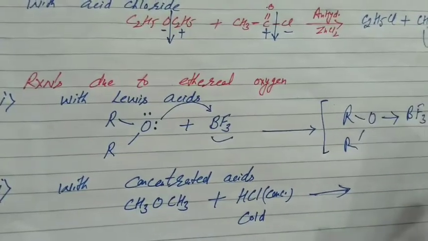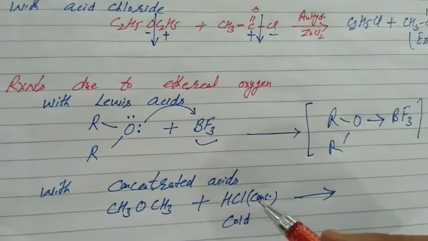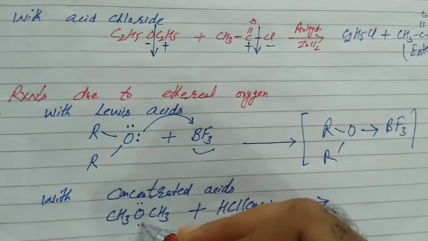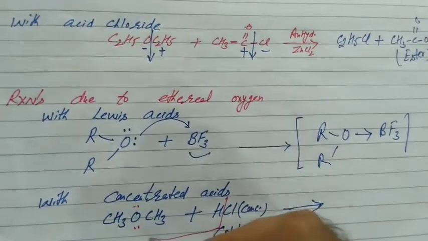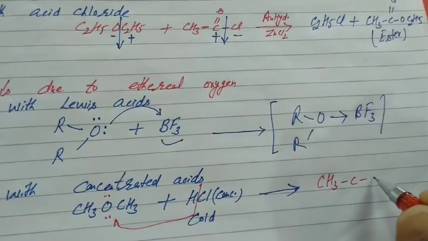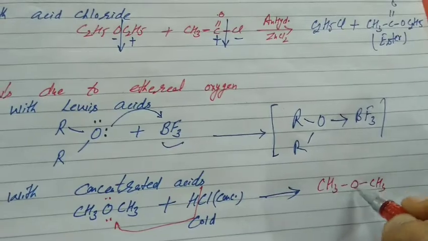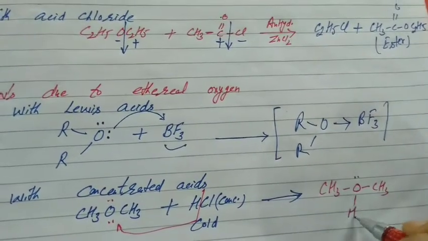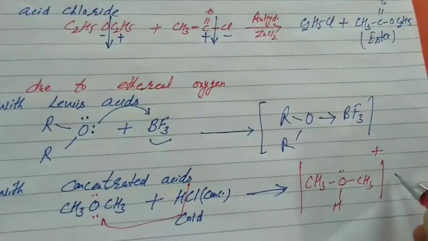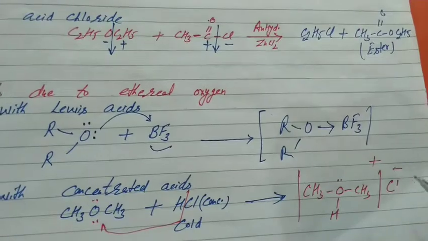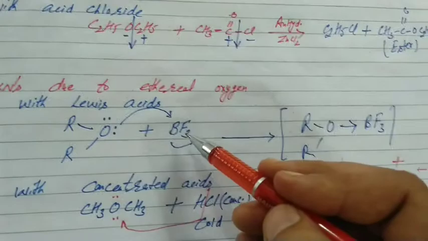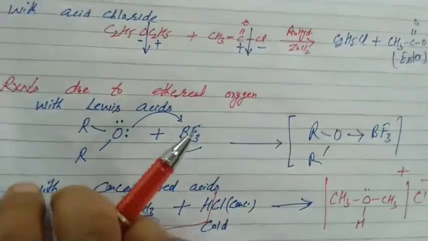Next reaction with concentrated acids. Again, when we treat ether with cold concentrated acid, the reaction proceeds due to ethereal oxygen. That is, it undergoes protonation. H ion of the acid attacks oxygen. What is formed? CH3O, CH3, oxygen gets protonated. That is, oxonium salt is formed. Oxygen carrying positive charge, oxonium salt. These are the 2 reactions which proceed due to ethereal oxygen. First with electron deficient Lewis acids and second with cold concentrated acids.